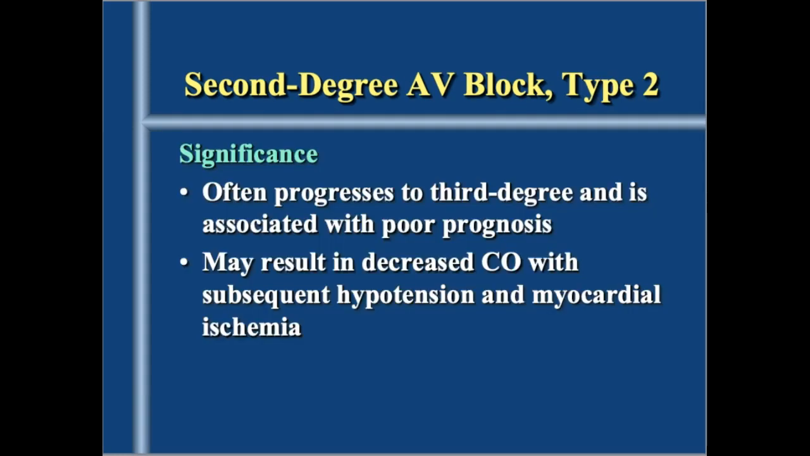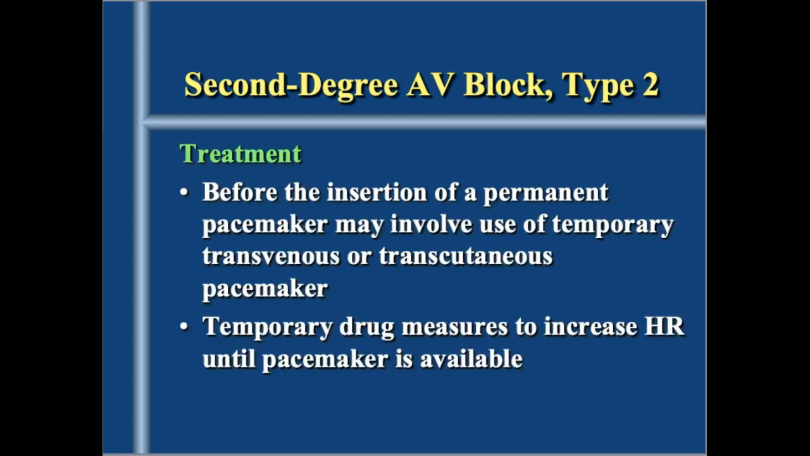Second degree type 2 often progresses to a third degree block. This is someone who we're going to need to get paced because they can often develop hypotension, more myocardial ischemia, along with a decreased cardiac output. And we don't want this to progress to a type 3 block. So these folks, we are definitely going to give them some atropine. We want to increase their heart rate until we can have a pacemaker placed. We're also going to have some kind of temporary transcutaneous pacemaker there and ready, and probably we're going to be using it on these folks.